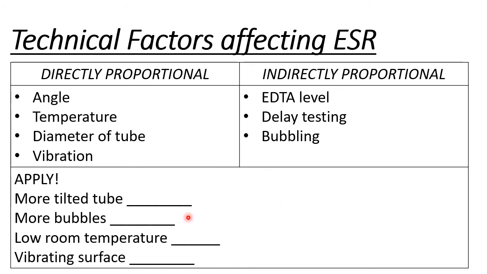Sige, apply naman natin dito sa ating situation. So, more tilted ang tube, again, directly proportional ang angle, so high ESR. More bubbles, ibig sabihin, indirectly proportional ang bubbling, so low ESR. Low temperature, directly proportional ang temperature, right? So, low ESR din. Vibrating surface, the more vibration, higher the ESR. So, high ESR yan.